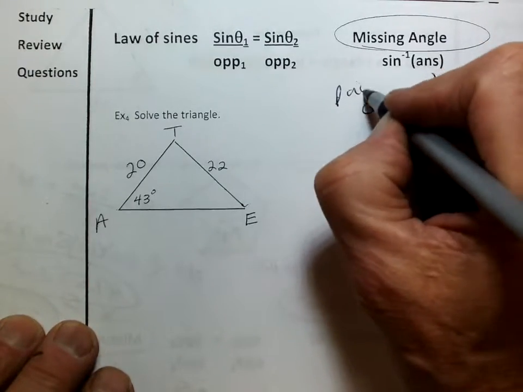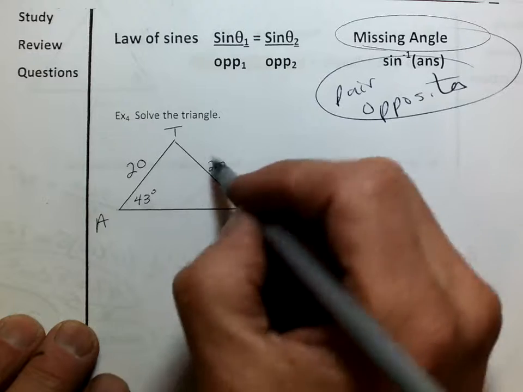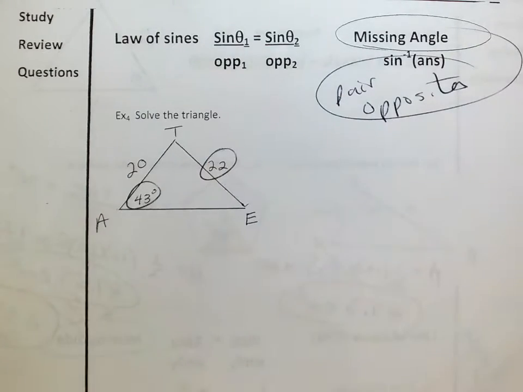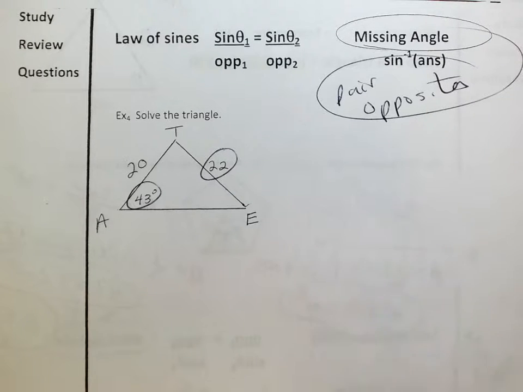So if we have a pair of opposites, we have a pair of opposites there, right? So you need to find your pair of opposites, okay? And once you find your pair of opposites, then you know that you can use the law of sines. You have to have your opposites first.